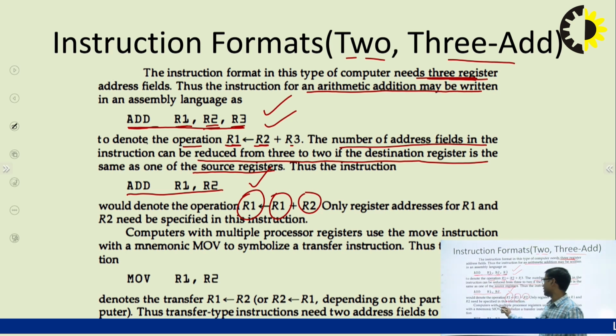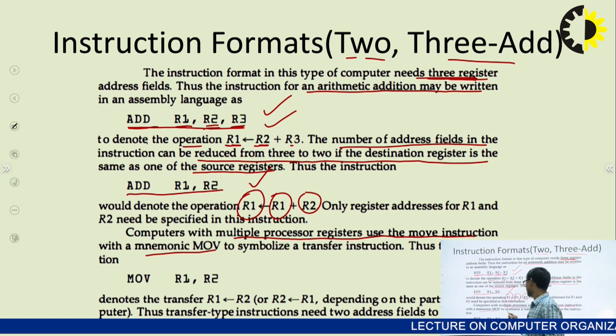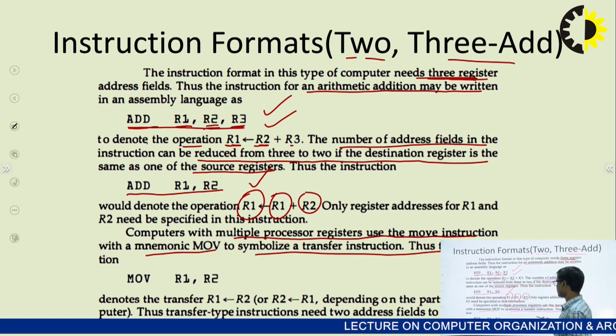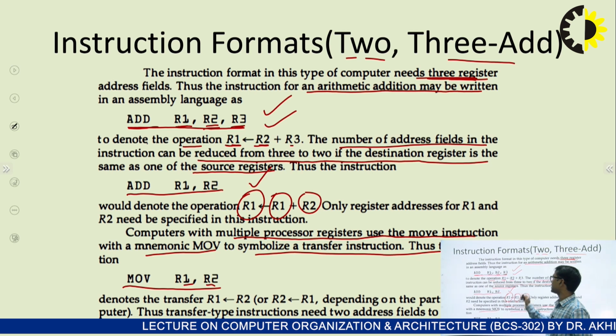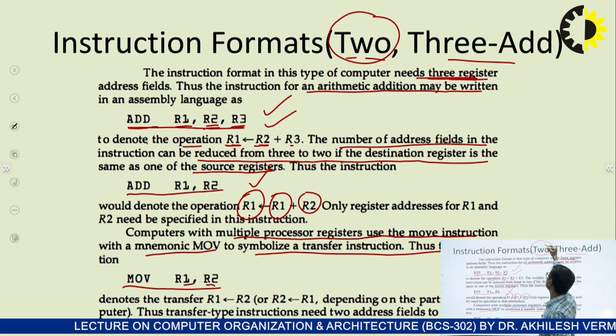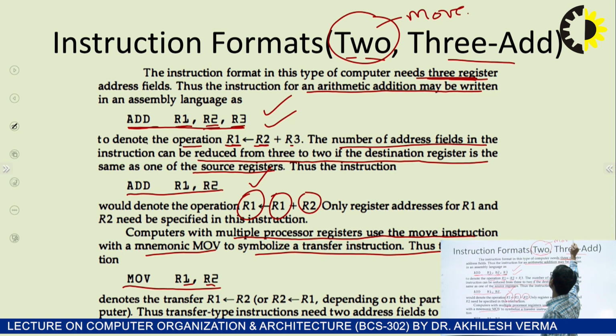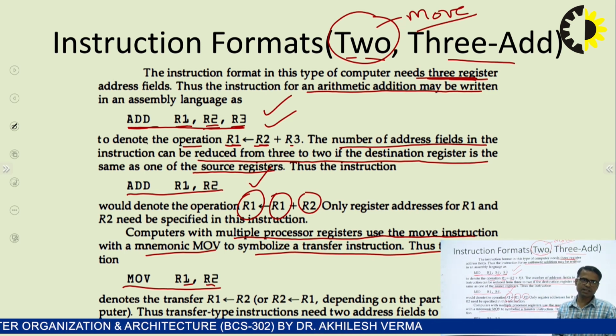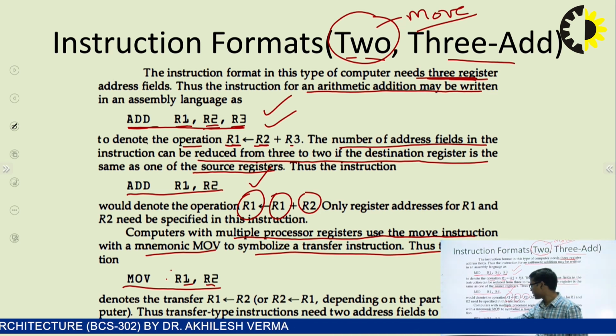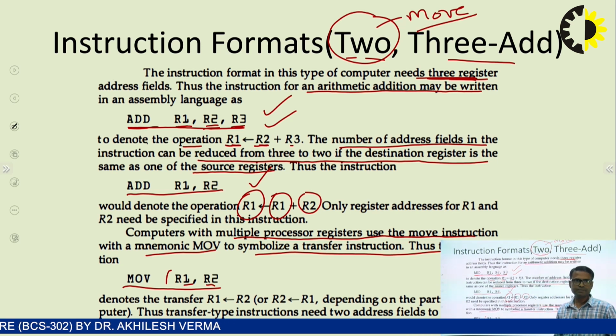Similarly, we can have computers with multiple processors or registers used to move the instruction, with the mnemonic move to symbolize the transfer instruction. So we want to move the content from register R2 to R1. So certainly we require the 2 address instruction format, especially when we perform a move operation. There is no option. So the 2 address instruction is required when we are performing a particular operation of move. Fine.